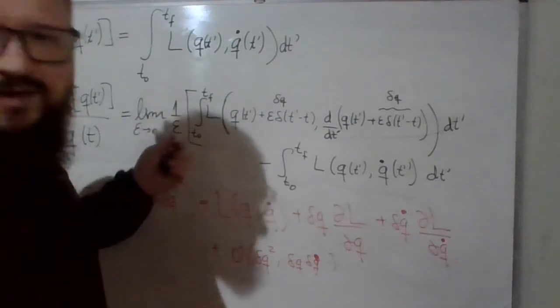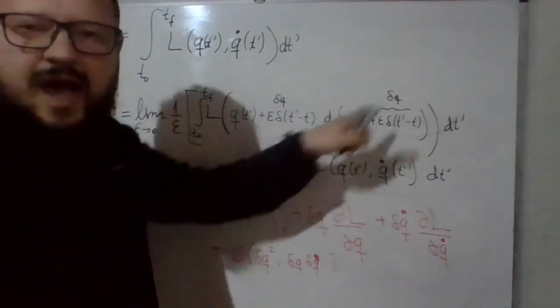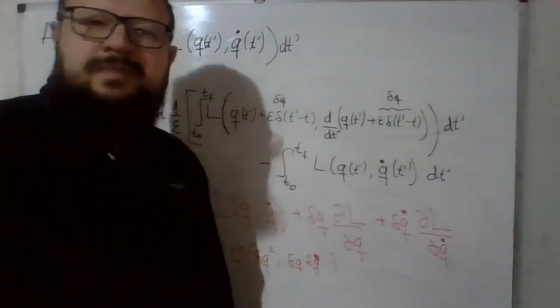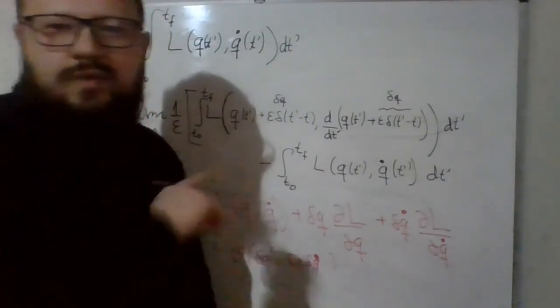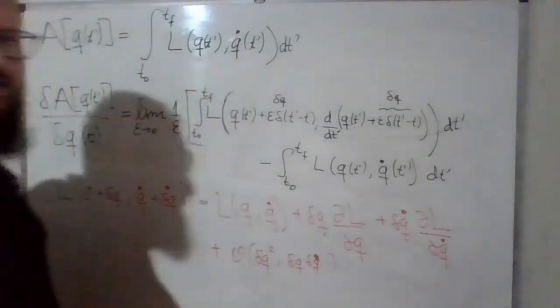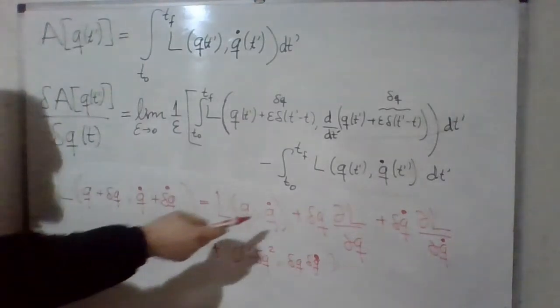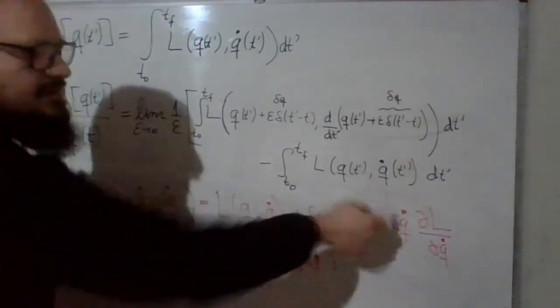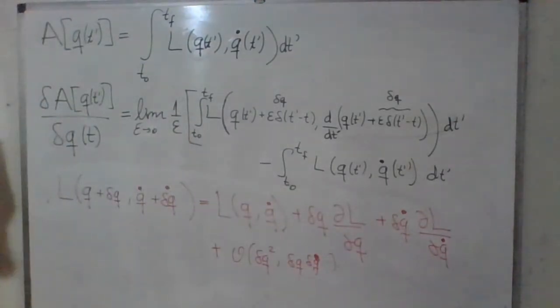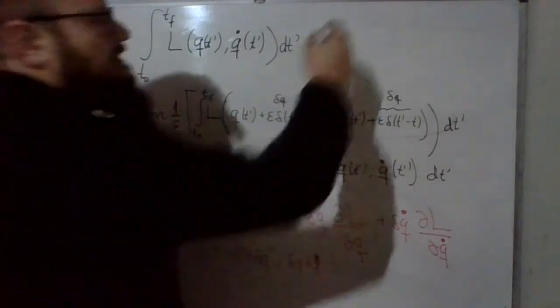Epsilon will go to 0, it divides by epsilon. But higher order terms in epsilon will become 0 when we take the limit. So we don't need to go further. We just need the first order in delta q and delta q dot. Okay? And remember the following fact.